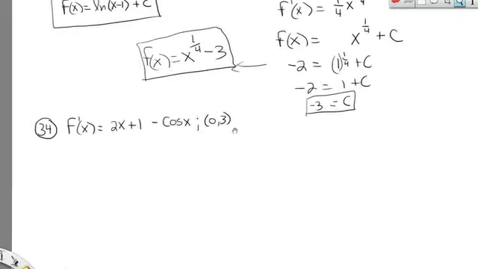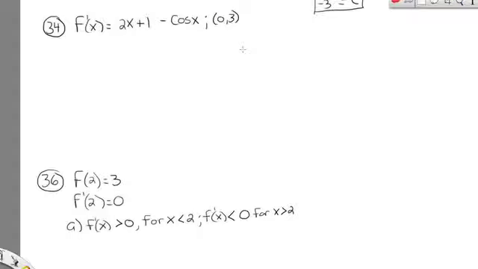Okay, so 34 is asking the same thing. I'm going to have to stop this video, I think, in a second. So once again, let's take the antiderivative, term by term. 2x becomes x squared with a 1/2 in front to cancel out the 2, plus x, because the derivative of x is 1. We have negative cosine of x, so the antiderivative of cosine is sine. So I'm going to put minus sine of x, and let's test the derivative.